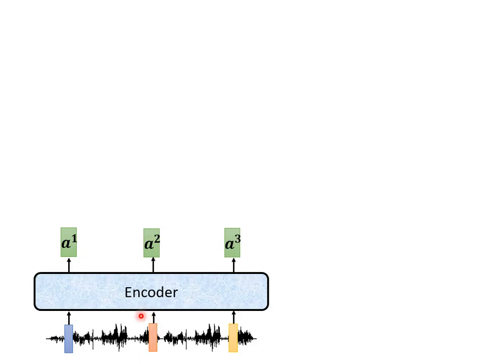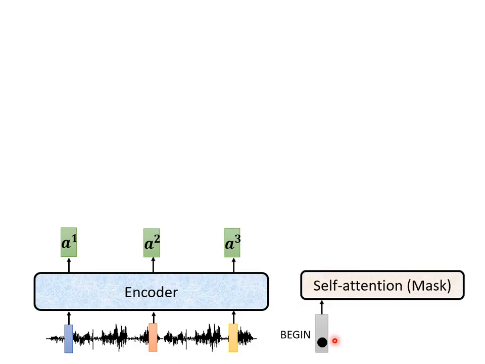Okay, this is your encoder. Input a row of vectors, and output a row of vectors. We call them A1, A2, A3. Next, it's your decoder. The decoder will take a special token begin at first. After reading the special token begin, you go through self-attention. This is a masked self-attention. Then you get a vector. Even though it's a masked self-attention, the length of output vectors is still the same as the input vectors. So input a vector and output a vector.